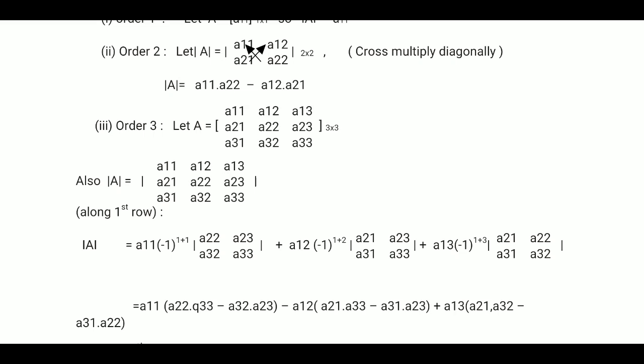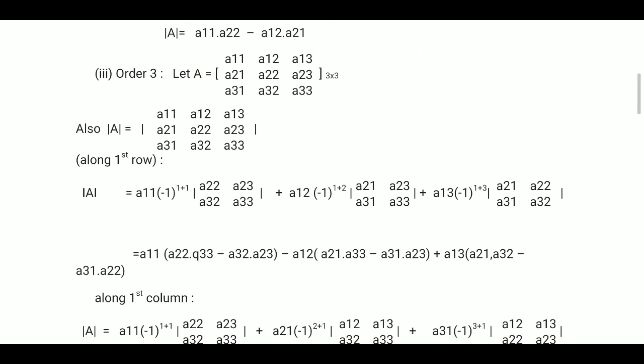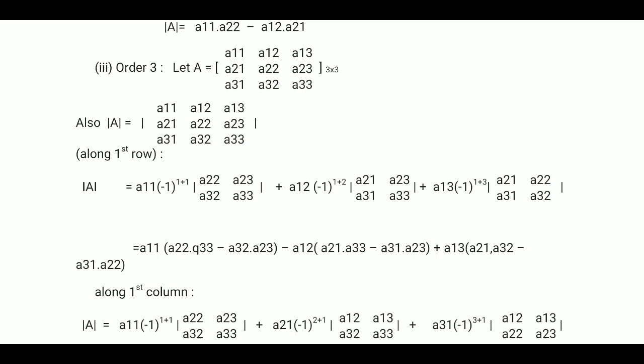It has 3 rows and 3 columns: A11, A12, A13, A21, A22, A23, A31, A32, A33. And you have to find the determinant value of this. You will write determinant A is equal to, and within vertical lines all elements will be written. Now you can find the determinant value along any row or along any column. Suppose I am finding its determinant value along the first row.